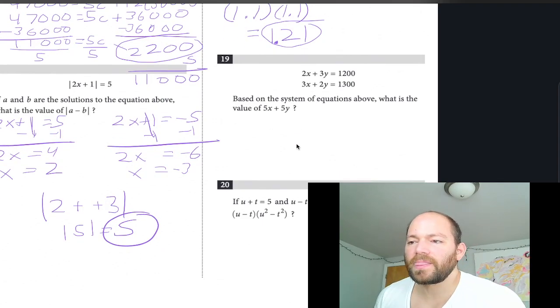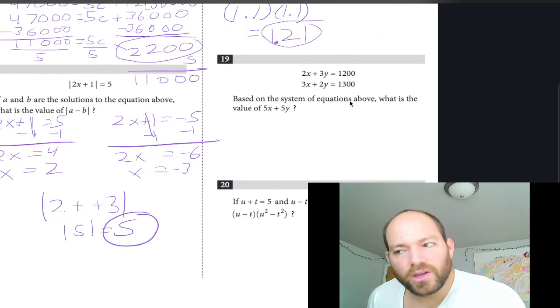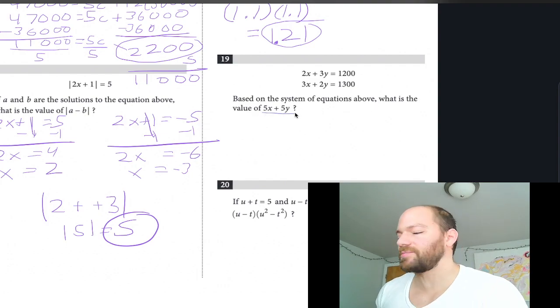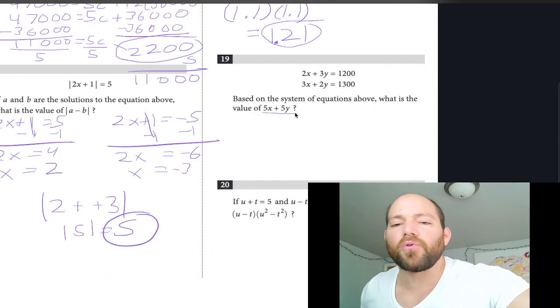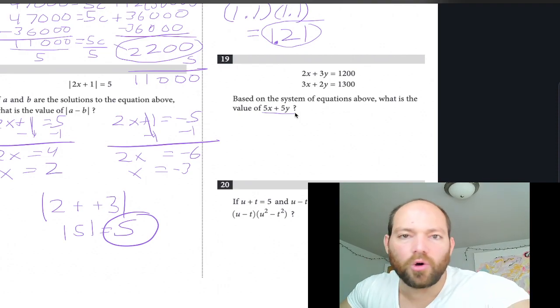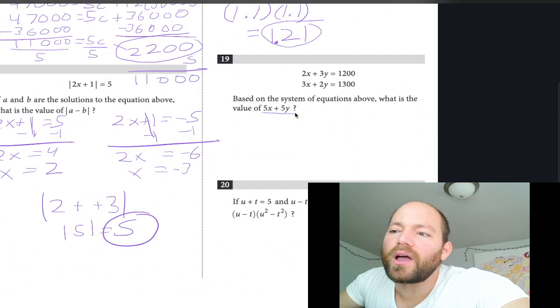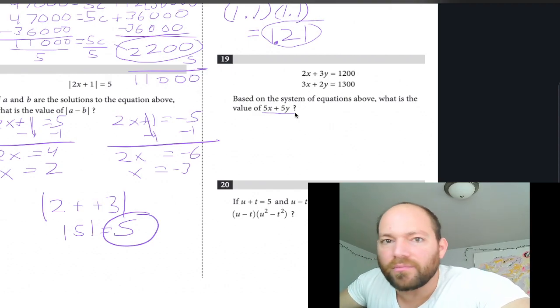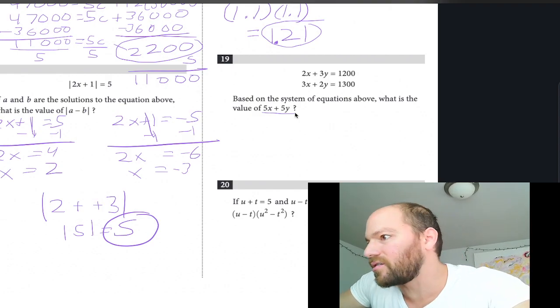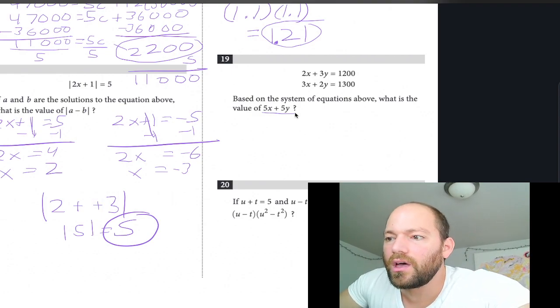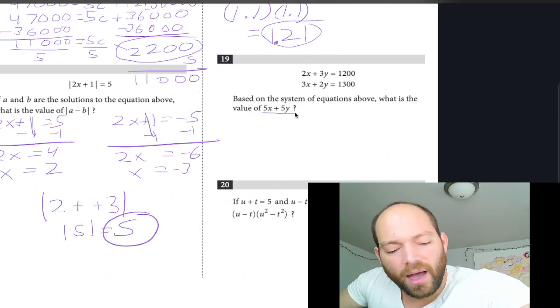Oh, I love these. Based on the system of equations above, what is the value of 5x plus 5y? Now, before you just go on autopilot, multiplying the top equation by -3 and the bottom one by 2 and then adding them together so you can cancel out the x's, whatever. That's the trap way they want you to do a question like this. Okay?